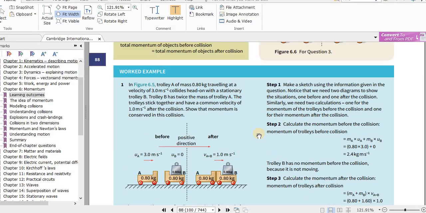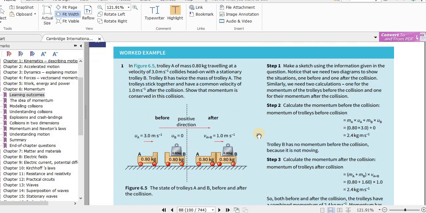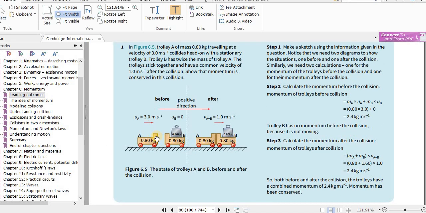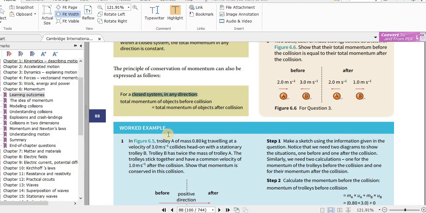Okay, now to understand this better, we will go through some examples. So here we have two objects, two trolleys A and B. This side is before collision and this side is after collision. Okay, so here you can see the total momentum before collision. That is what we learned. Always the momentum is conserved.